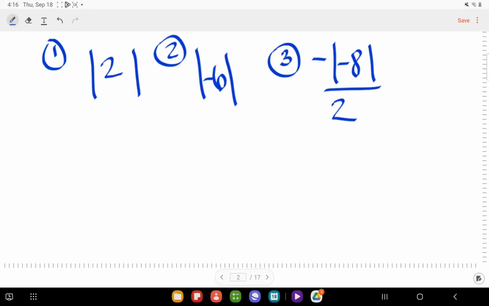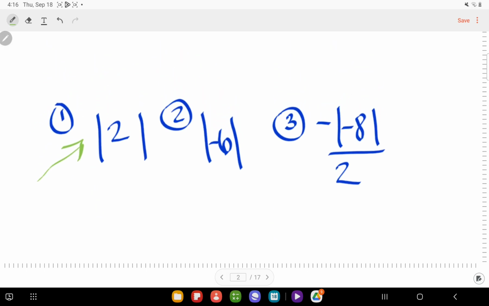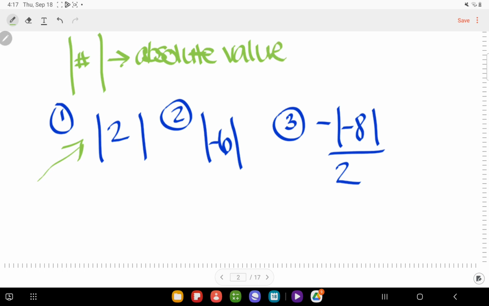And so I'm just realizing that I didn't do anything about absolute value, and I want to do a quick recap on that and what that means. So remember these straight bars around a number? This means the absolute value, and it always comes out positive. So the symbol around a number, absolute value, it really means the distance to zero, but it's always positive.